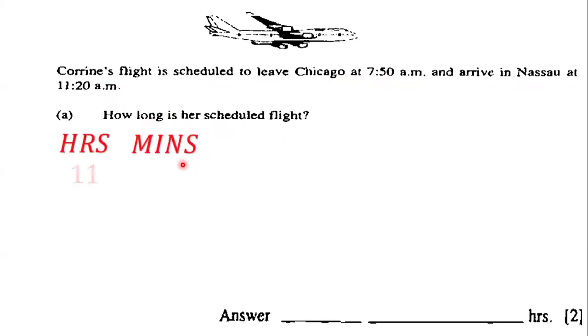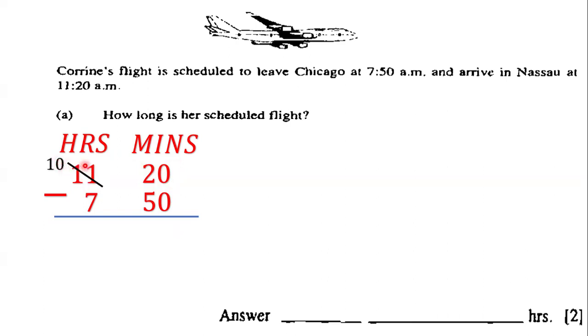For this one, we're going to put 11:20 on top and 7:50 at the bottom. And so what we're going to do with these times is subtract them. So we have 0 minus 0, which is 0, and 2 minus 5, but we cannot do 2 minus 5. So we're going to move over to the hour side and borrow an hour. If we take away 1 hour from 11, that gives us 10 hours.